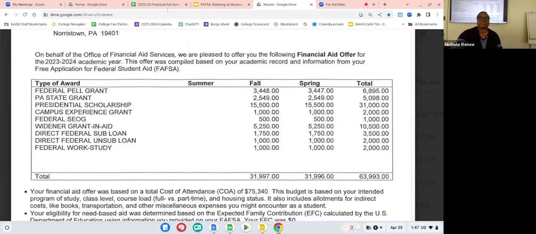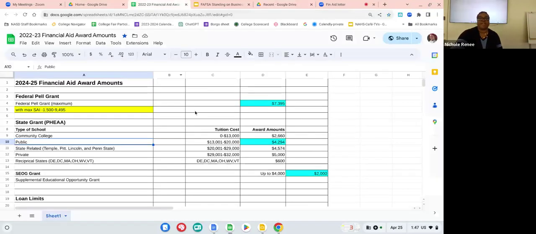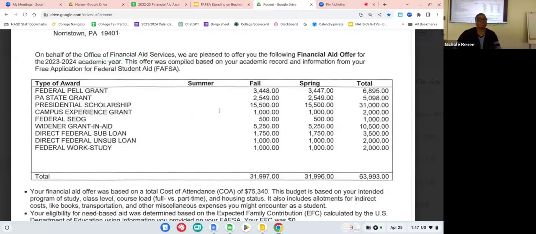5098. This is a private school. So if you go back and look at our graph here, 7395, which on that letter says 78, but the private school says 5,000. Okay. So now you're seeing that that is the amount for that student for that school. All right. Then what else do you see?